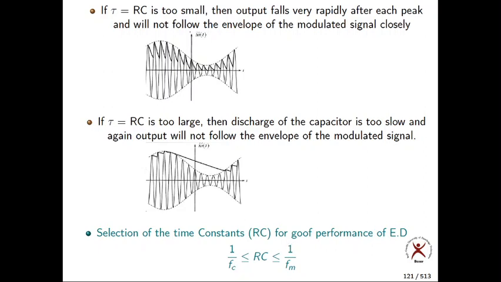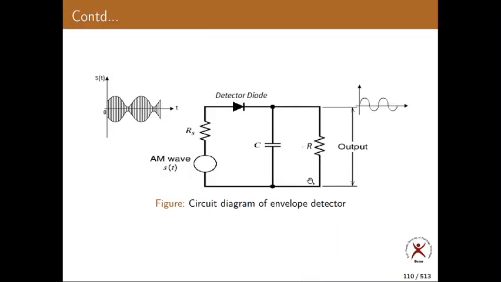So what do you mean by that? That is a design specification. You have to choose R and C such that the product of R into C is between 1 by FC and 1 by FM. Then there won't be any problem. That is the design specification of this ED. So it is very simple. You just have to choose the product of R and C between 1 by FC and 1 by FM, and you get better performance of your ED.